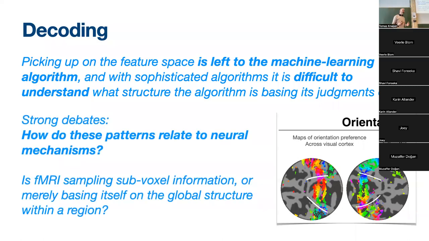People started to do this, and then there were really strong debates about how the patterns that our classification algorithm is picking up relate to neural processing. One very large debate in this field was whether you're picking up some sort of subvoxel information, by some sort of magic. The classification algorithm is actually pulling apart distributed information across many voxels, so you're looking at tiny heterogeneities of sampling of orientation preferences within voxels. Or it could be that what it's picking up is a global structure across an entire region.